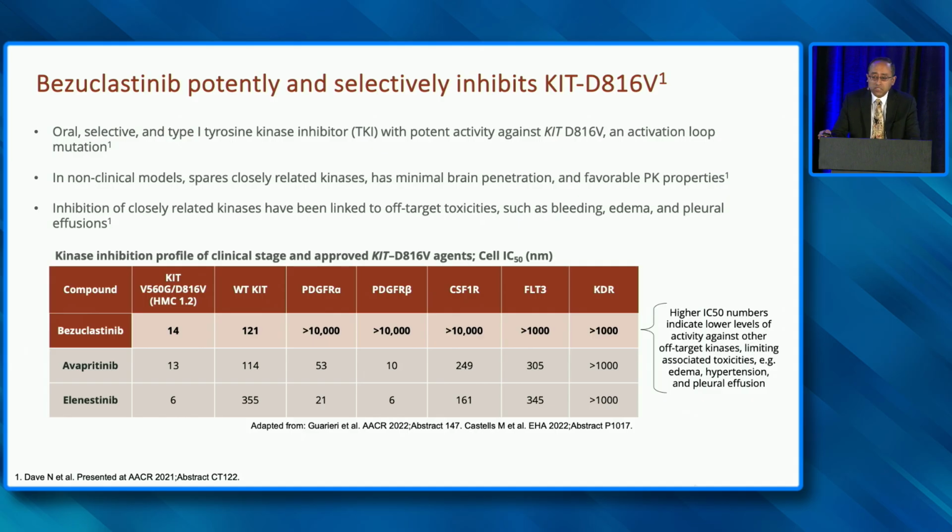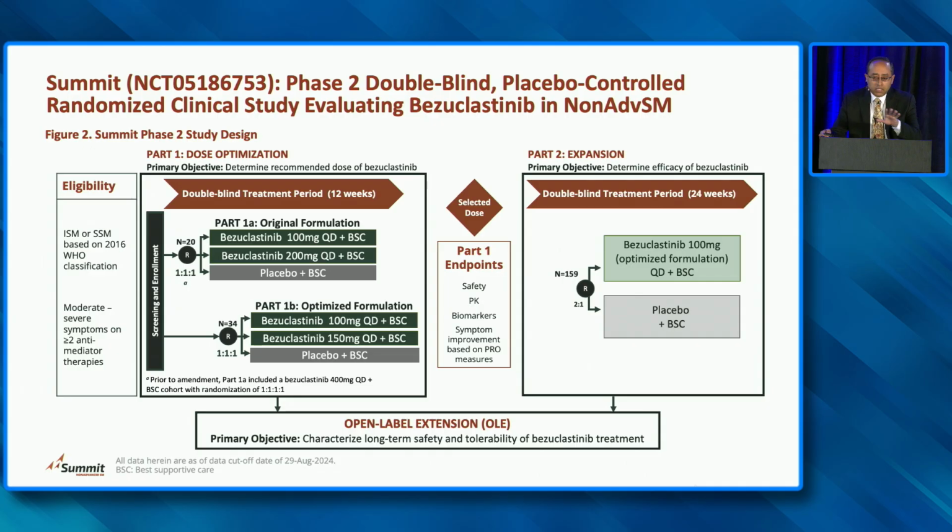Now, bezuclastinib is from Cogent. This, at least according to the kinome presented here, appears to be an even cleaner drug in terms of sparing the off-target kinases and thereby minimizing off-target toxicity. As you can see, PDGFR, for example, really not hit by bezuclastinib. They have completed enrollment, actually considerably ahead of schedule, to the Summit study, which is their pivotal trial in indolent and smoldering SM.